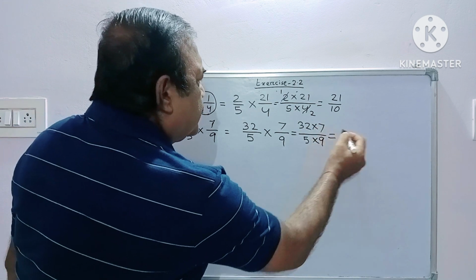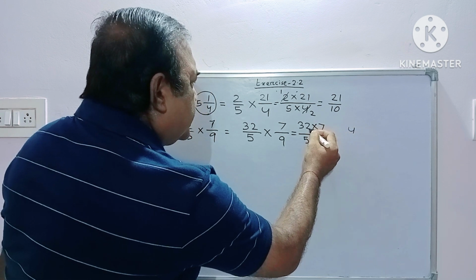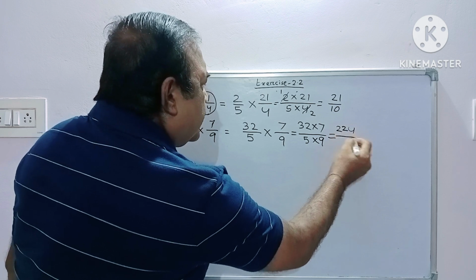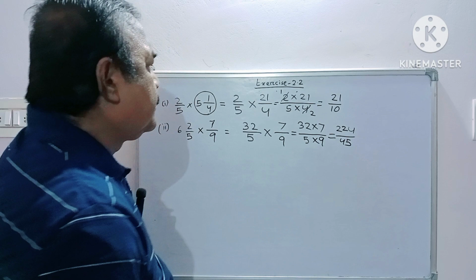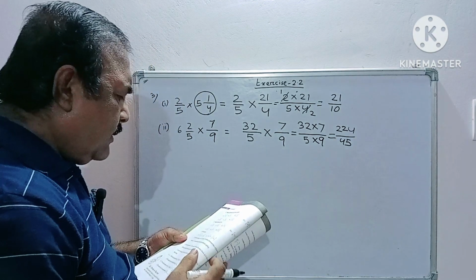That is 7 2s are 14. 4 carry on. 7 3s are 21 plus 1, 22. Divided by 5 9s are 45. So this is the answer. Like this you will multiply.